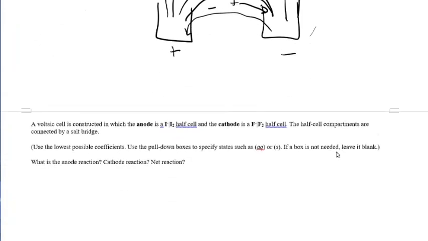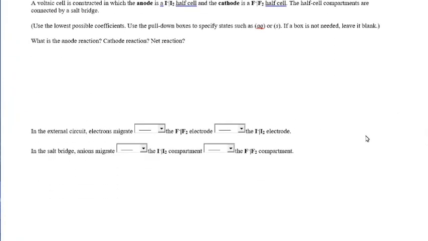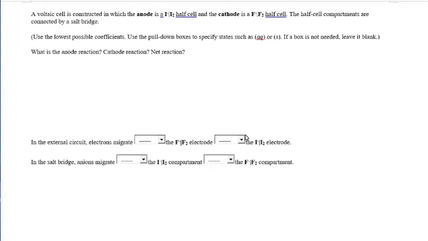Okay, let's go ahead and do another example of this here. So we have a voltaic cell constructed, and let's go ahead and write this out. So you have your anode, salt bridge, and your cathode. Now let's see if this makes sense. First of all, I drew it like this, but let's see if this notation makes sense. This is the anode, supposedly.